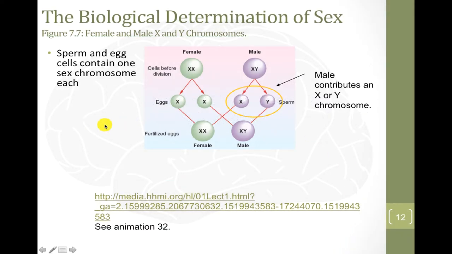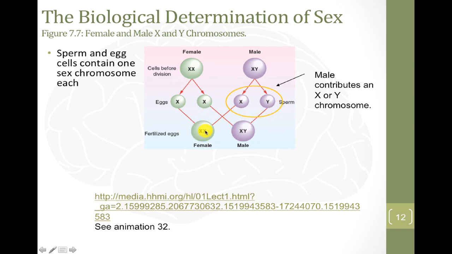Let's take a look at how biological sex is determined. Our sex cells, egg and sperm, are unique from the other cells of the body in that they only contain one sex chromosome each. Other cells in the body, for example, in females will contain an X and an X, and in males will contain an X and a Y. The actual eggs or sperm cells contain only one sex chromosome: a single X if it's a female, or an X or a Y if it's a male.